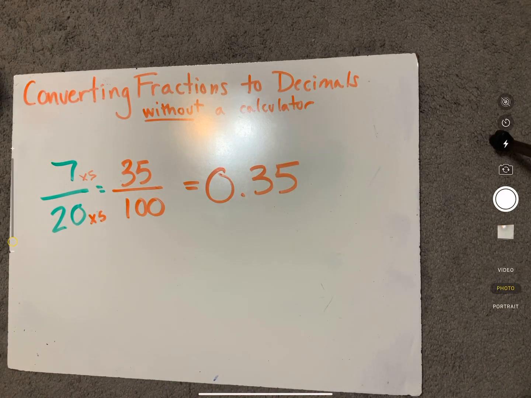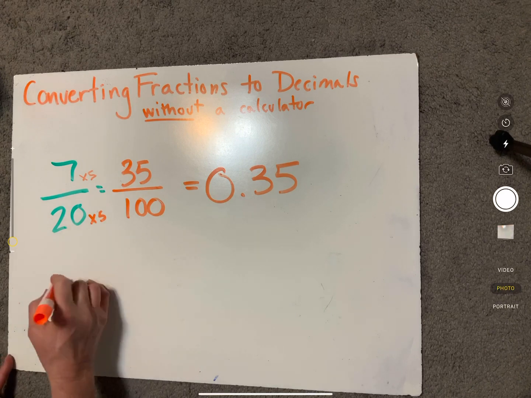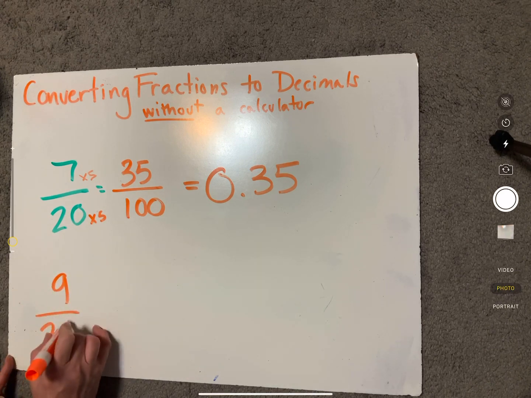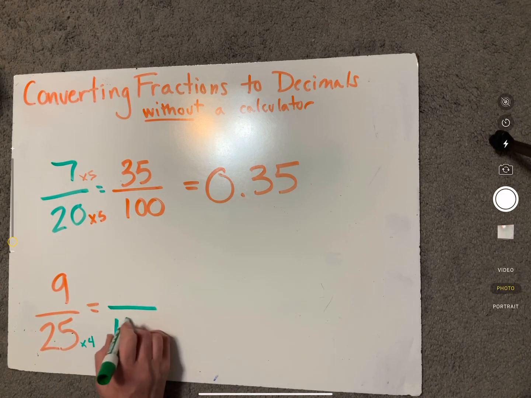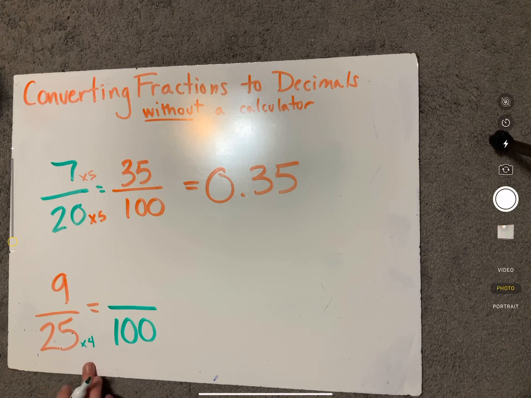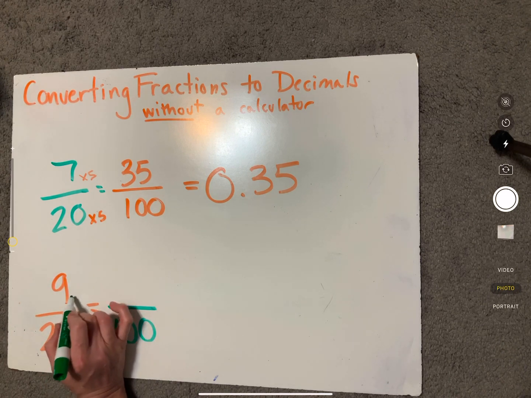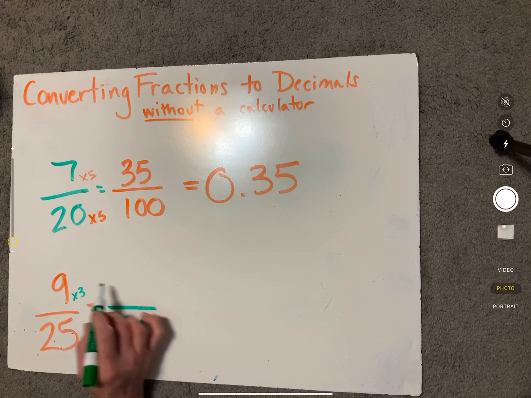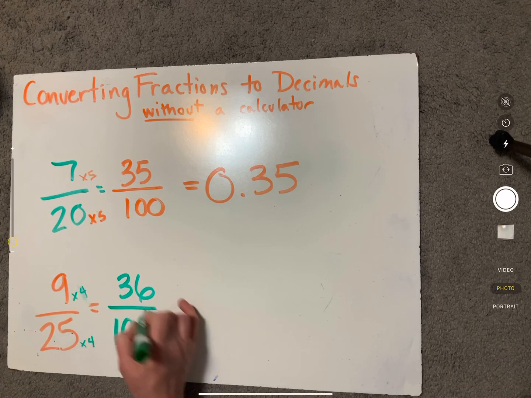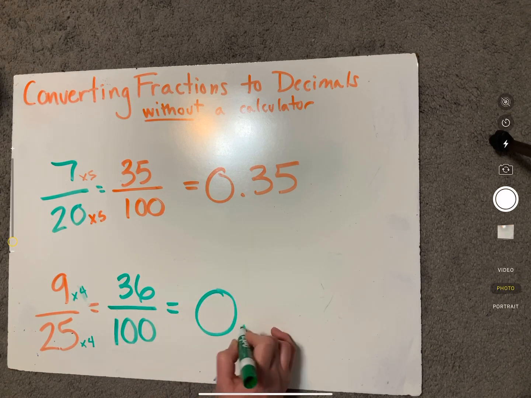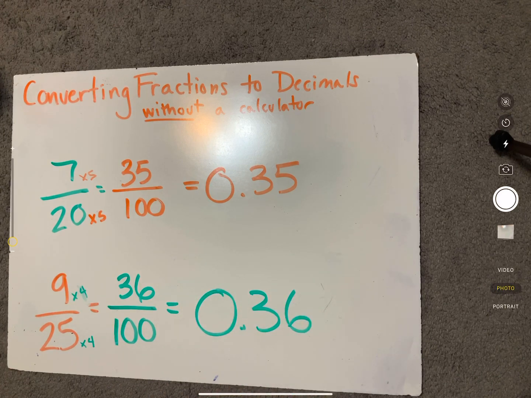Okay. Let's do 9/25. Now I cannot make this denominator into 10, but I could make it into 100 by multiplying by 4. Again, we can think quarters. 25 times 4 is 100. 9 times 4 is 36. So we're going to end up with 36 hundredths.